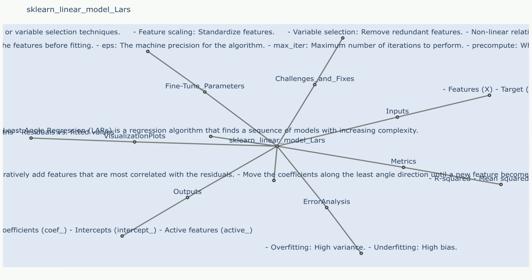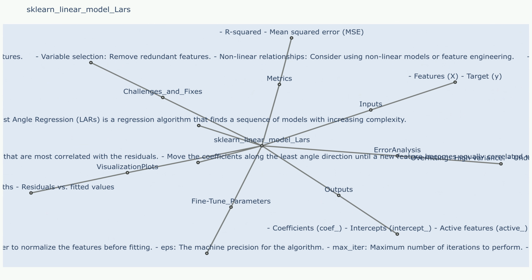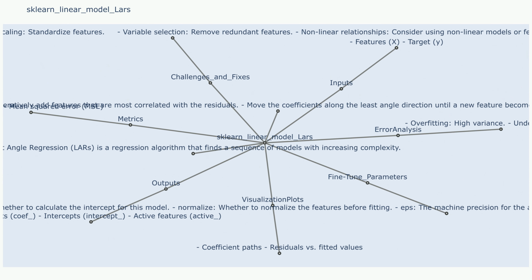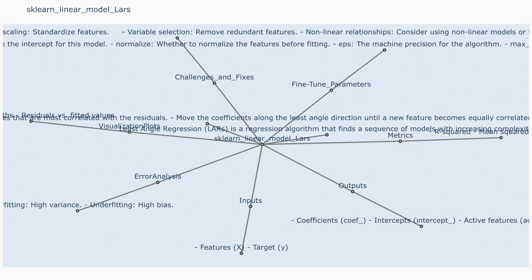Repeat. Steps 2 to 4 are repeated until either all features have been included in the model or a stopping criterion has been met. Metrics. R-squared. This metric measures the proportion of variance in the target variable that is explained by the model. Mean squared error, MSE. This metric measures the average squared difference between the predicted and actual values. Visualization plots. Coefficient path plot. This plot shows how the estimated coefficients change as the algorithm progresses. Residual plot. This plot shows the residuals of the model against the predicted values.